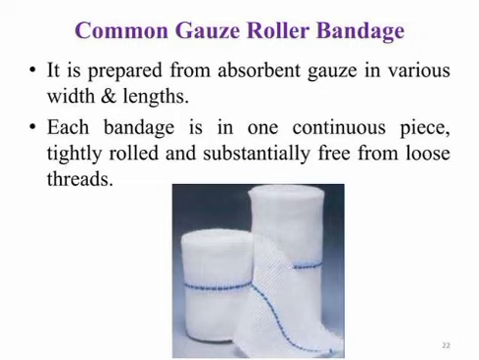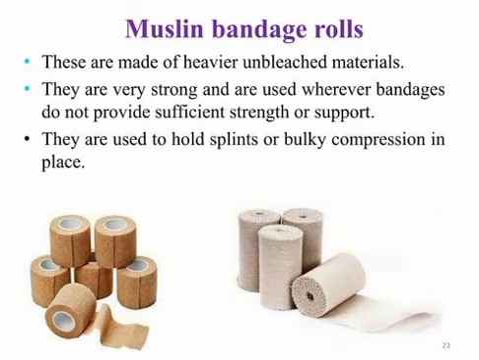It is prepared from the absorbent gauze in various widths and lengths. Each bandage is one continuous piece and tightly rolled, and it is free from loose threads. And the next one is the muslin bandage rolls. We have commonly used these muslin bandage rolls. They are heavier unbleached materials. They are very strong.